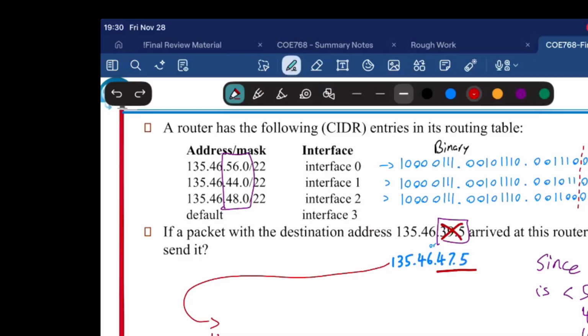The next part is going to be the subnet. Since everything before the subnet is followed through with, we know that anything that comes after is going to be the network address, and anything can exist within these bits. Therefore, this statement, or the 47.5, would be allowed through this interface 1. That would be your answer. Sorry for the confusion on this question.